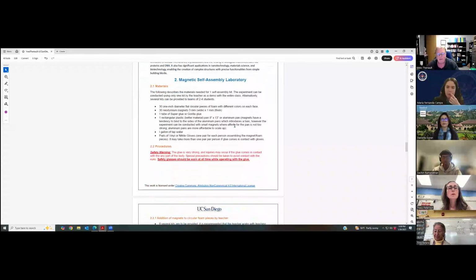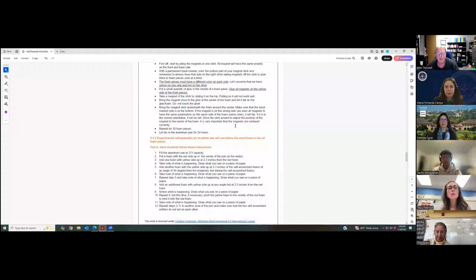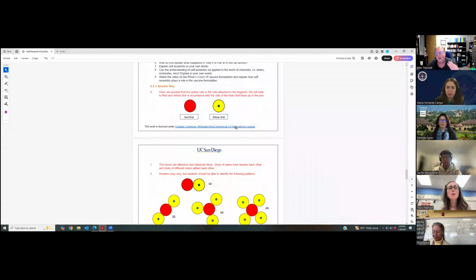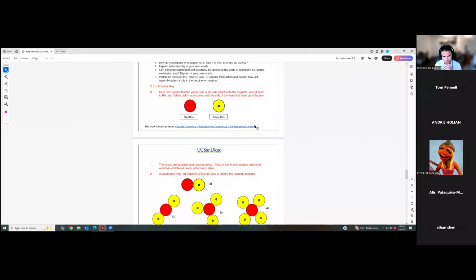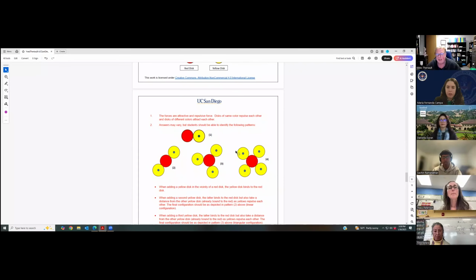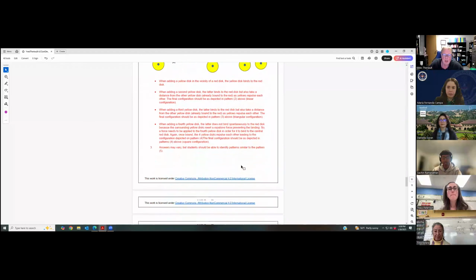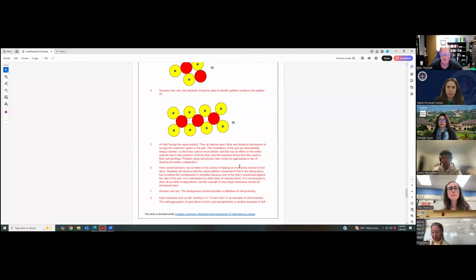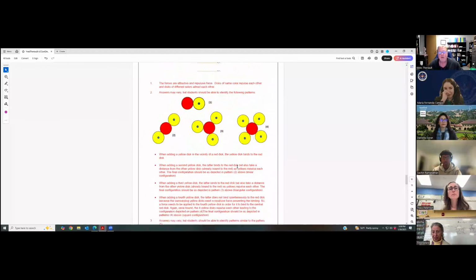This is the magnetic self-assembly part. You have exactly everything that you need to do. And there are some diagrams here. As you can see, this is the magnet here. So you basically form patterns. And I will actually go through these patterns and explain why you get these patterns spontaneously, the rearrangement. And then you have some questions, and the answer key is provided as well, okay? So that will be the first part.